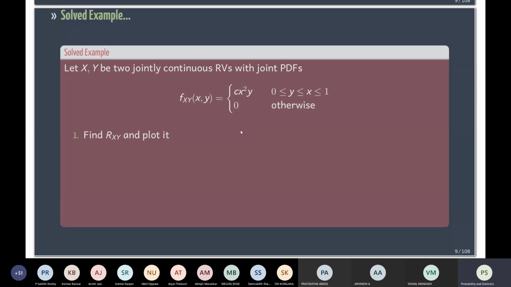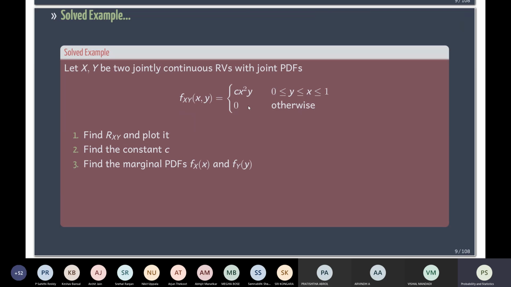So this is the joint PDF of the continuous random variable that is given to us, and these are the ranges. So find Rxy and plot it. Rxy is this region, the range set of all (x, y) such that 0 ≤ y ≤ x ≤ 1. This is the range of the PDF, and this is something we are supposed to plot.